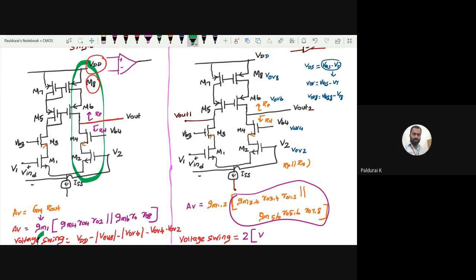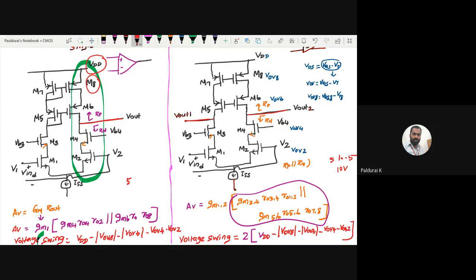Suppose, as in the example I gave yesterday, the voltage swing is 5, that is 5 to minus 5, right? Because we are measuring output at two ends, both differential, it becomes 10 volts. So 2 times, this time, VDD minus the overdrive voltage of 8, the overdrive voltage of 6, the overdrive voltage of 4, the overdrive voltage of 2.